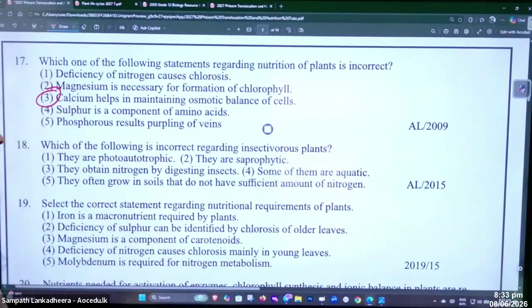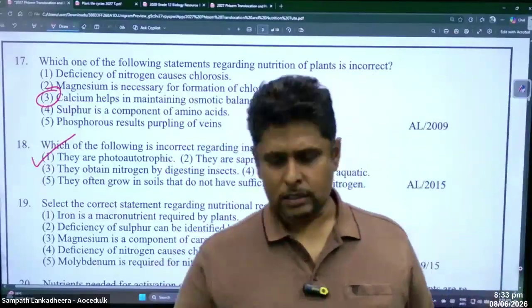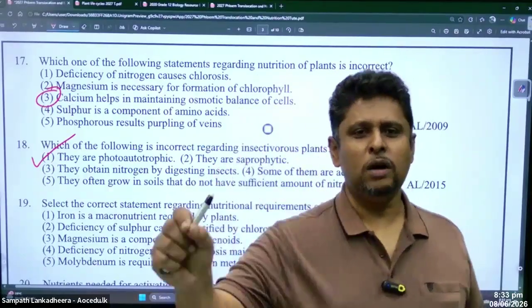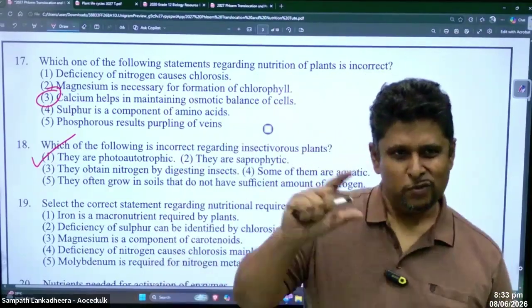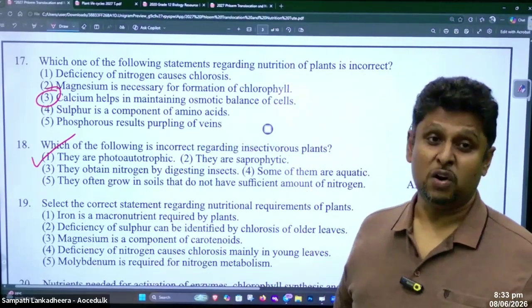Question number 18. Which of the following is incorrect regarding insectivorous plants? They are photoautotrophic. That is correct, because insectivorous plants are photosynthetic. They are fulfilling only the nitrate requirement.